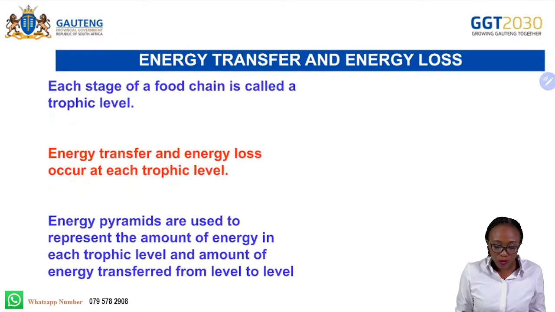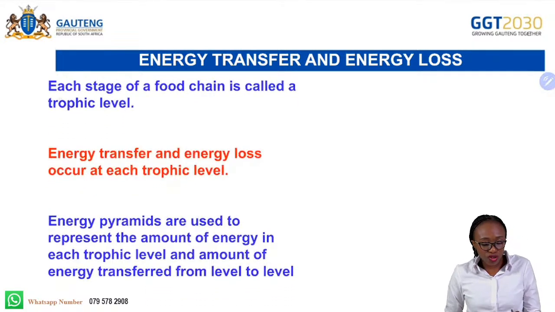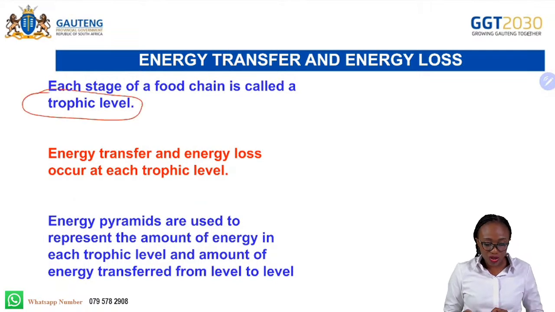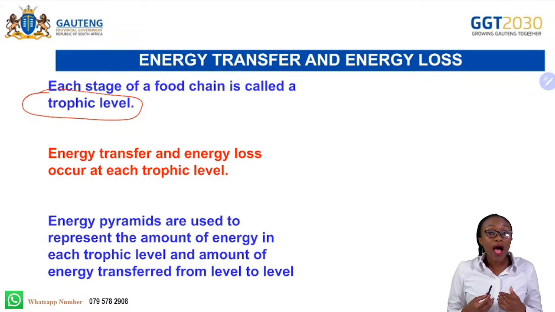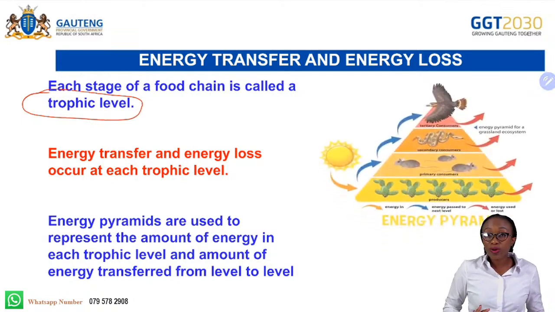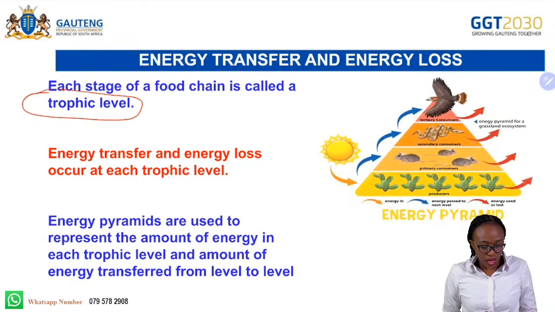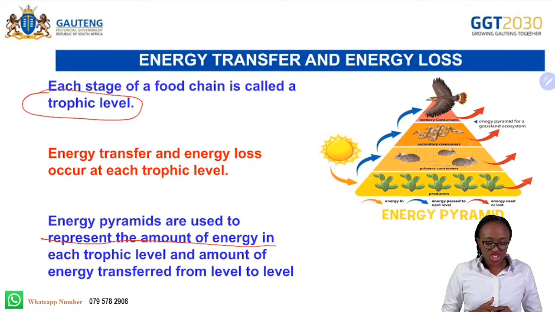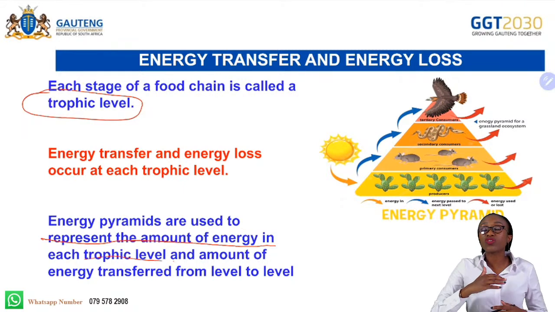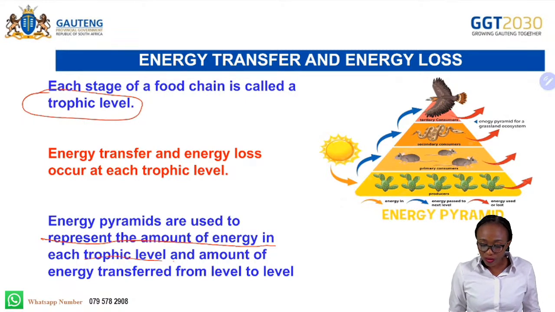So remember, we said each stage in a food chain is called a trophic level, and energy transfer and energy loss are bound to happen at each trophic level. So energy pyramids are an important tool used to represent the amount of energy in each trophic level and the amount of energy transferred from level to level. So these pyramids are very, very important.